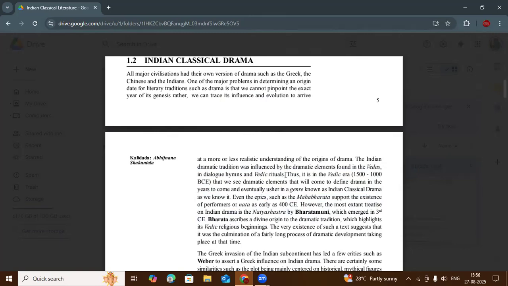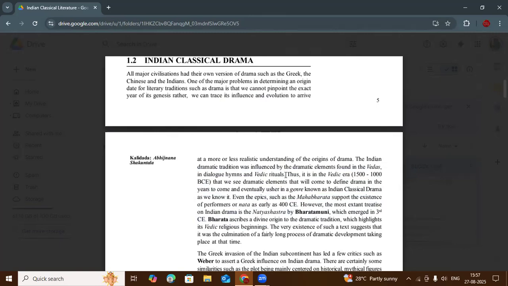One of the major problems in determining an origin date for a literary tradition such as the drama is that we cannot pinpoint the exact year of its genesis. Rather, we can trace its influence and evolution to arrive at a more or less realistic understanding of the origins of drama. The Indian dramatic tradition was influenced by the dramatic elements found in the Vedas, in dialogue, hymns, and Vedic rituals. Thus, it is in the Vedic era, 1500 to 1000 BC, that we see dramatic elements that will come to define drama in the years to come and eventually usher in a genre known as classical drama as we know it.